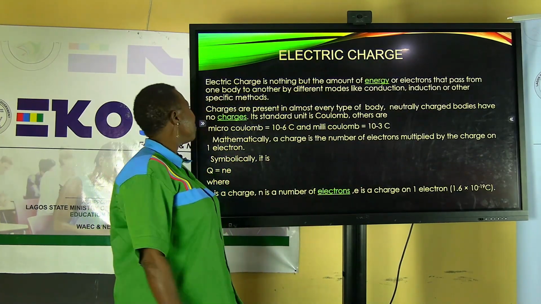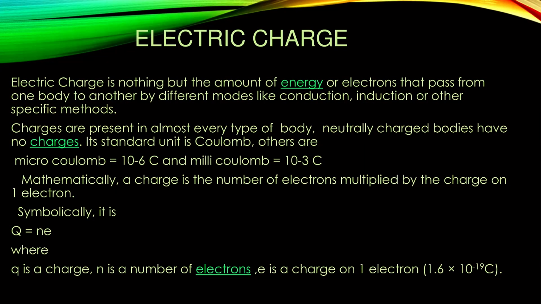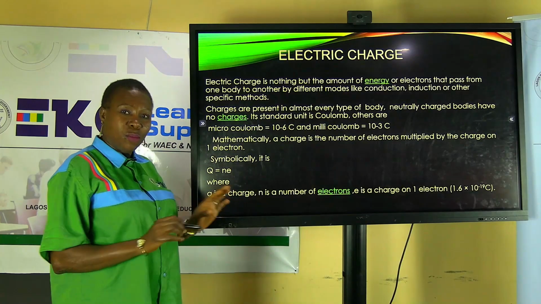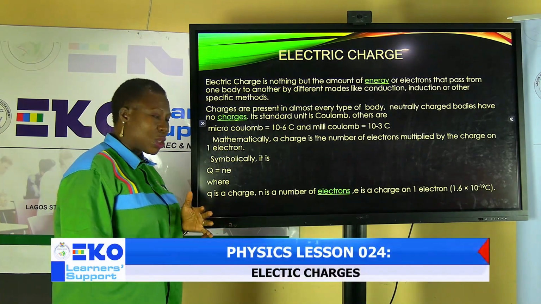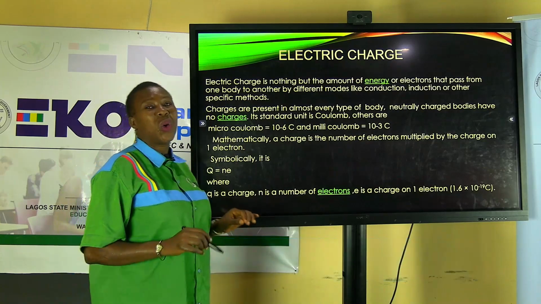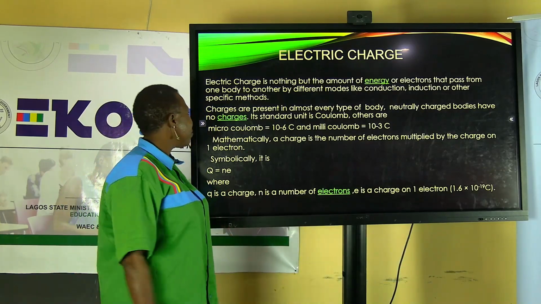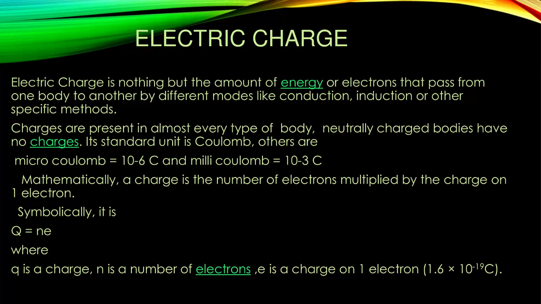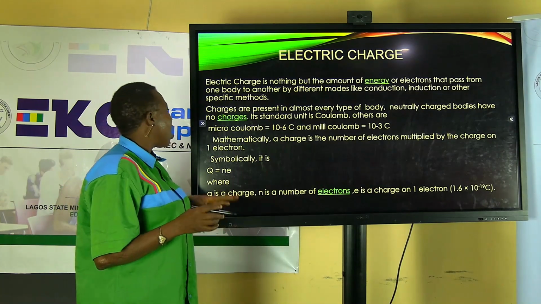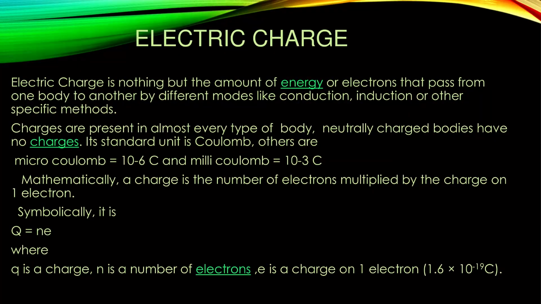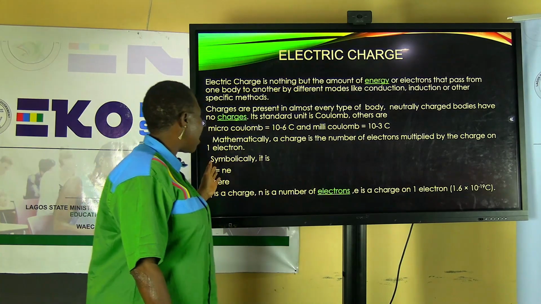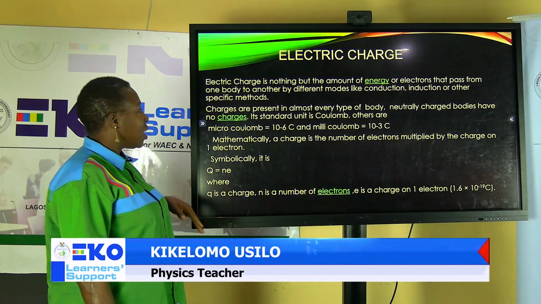Electric charge. Electric charge is nothing but the amount of energy or electrons that pass from one body to another by different modes, like conduction, induction, or other specific methods. Charges are present in almost every type of body. Neutrally charged bodies have no charges, and the standard unit of electric charge is coulomb, and others are microcoulomb and millicoulomb.